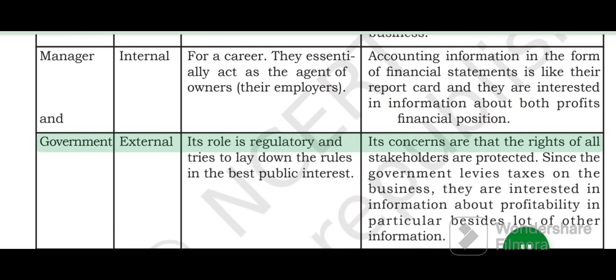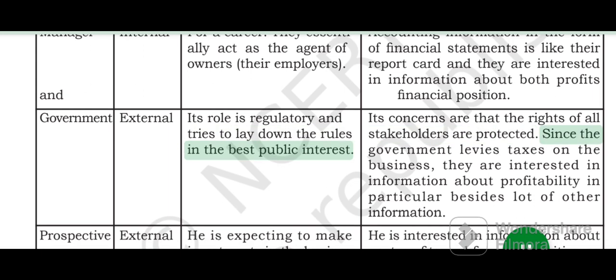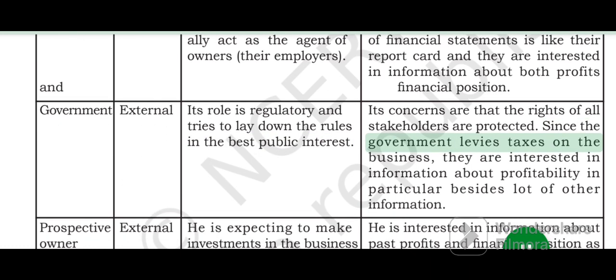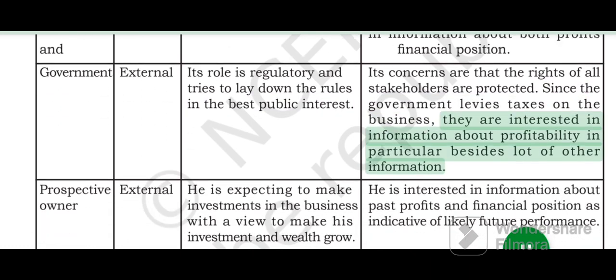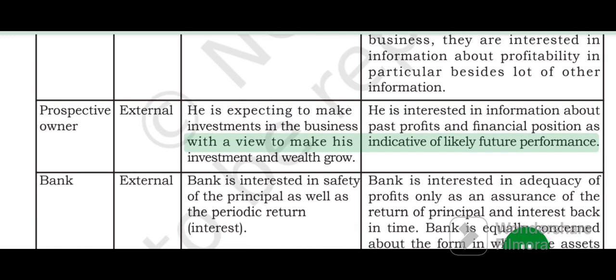Government: external, its role is regulatory and it tries to lay down the rules so that the rights of all stakeholders are protected in the best public interest. Government levies taxes on the business. They are interested in information about profitability in particular, besides a lot of other information. Prospective investor: external, he is expecting to make an investment and is interested in information about the business's past profits and financial position, as indicative of likely future performance.